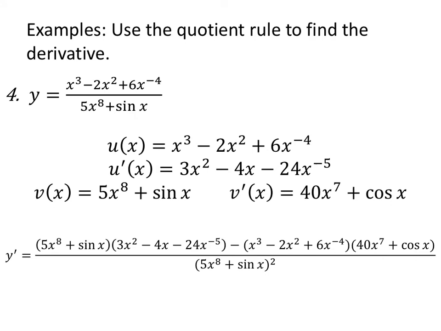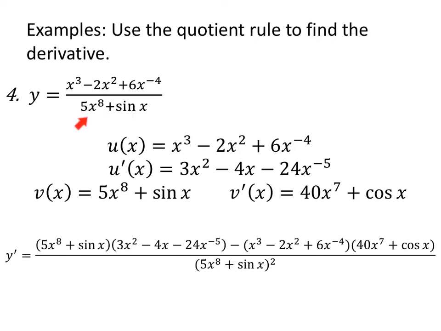Alright, one last one. This is a big one. Y equals x cubed minus 2x squared plus 6x to the negative 4th all over 5x to the 8th plus sine of x. So I identify my high, my top, my numerator. U of x equals x cubed minus 2x squared plus 6x to the negative 4. And then I take the derivative of each term, 3x squared minus 4x minus 24x to the negative 5, right? The negative 4 times 6 is negative 24. Don't forget to write down the x. And subtract 1, negative 4 minus 1 is negative 5.